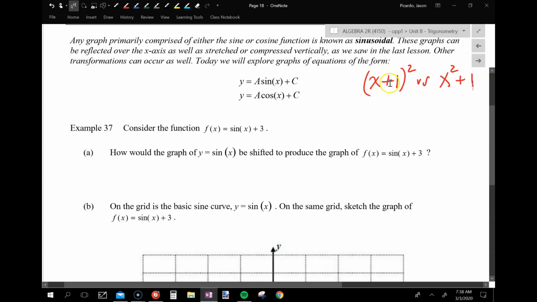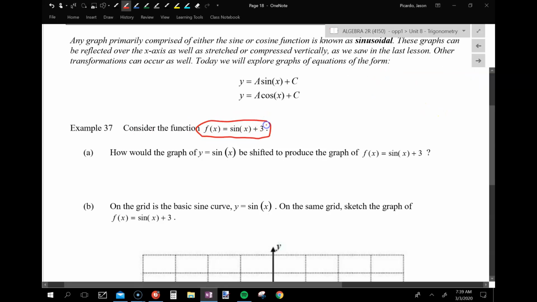Well, what am I doing? I'm adding one in a set of parentheses. So that's going to move things left and right. Here I'm adding one outside of the parentheses, which is going to shift it up or down. So this would be an example of a shift up or down. So if I take a sine or a cosine and I simply add a value or conversely subtract a value, what's it going to do? Take my graph and shift it up or down.